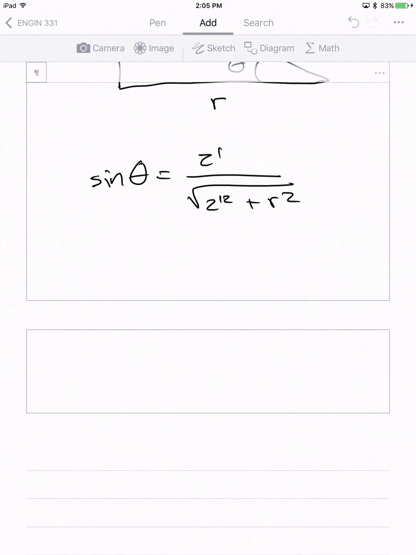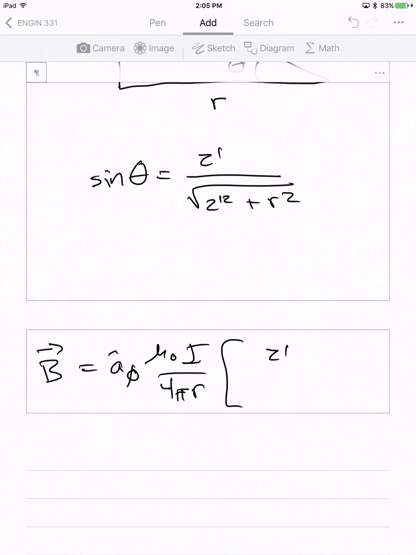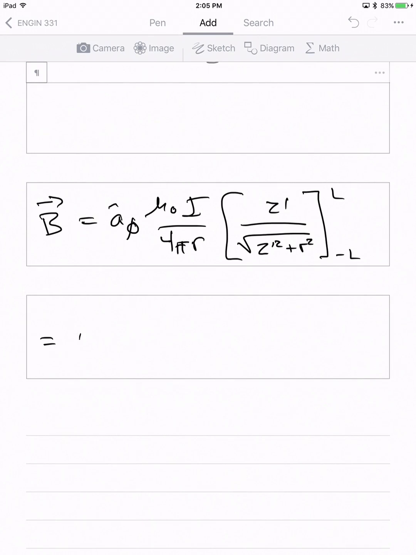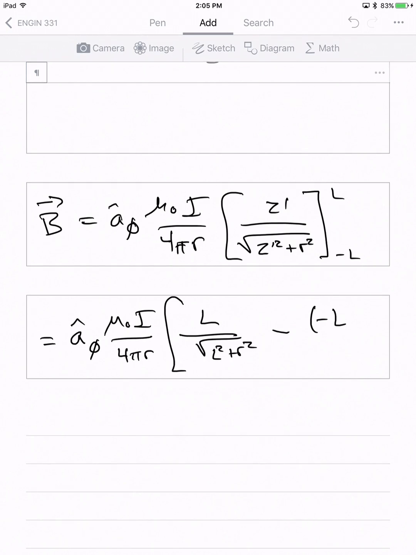So with all that, we now have magnetic flux density is equal to a hat phi mu naught I over 4 pi r times z prime over square root of z prime squared plus r, little r squared, from minus L to L. We're evaluating z prime on those bounds, which is equal to a hat phi mu naught I over 4 pi r times L over square root L squared plus R squared minus minus L over square root L squared plus R squared.